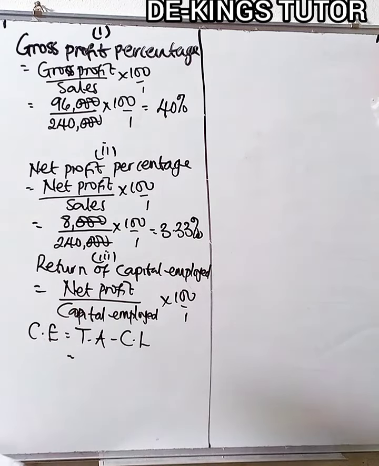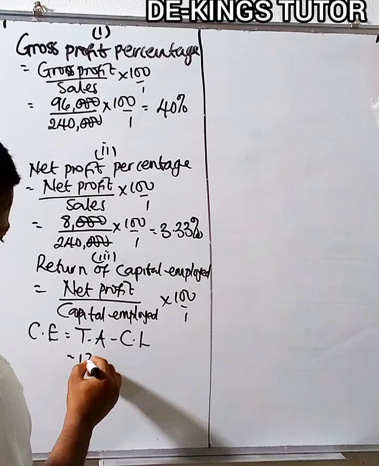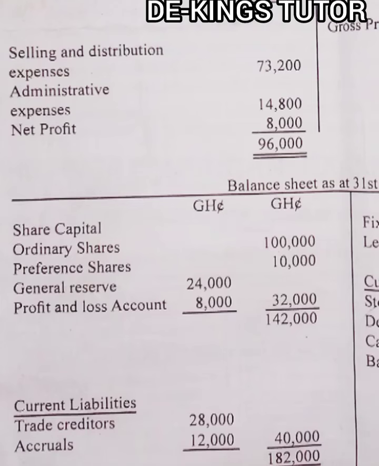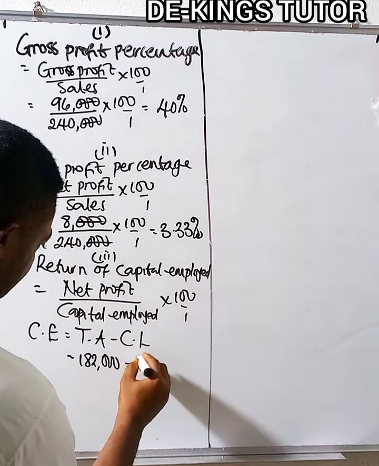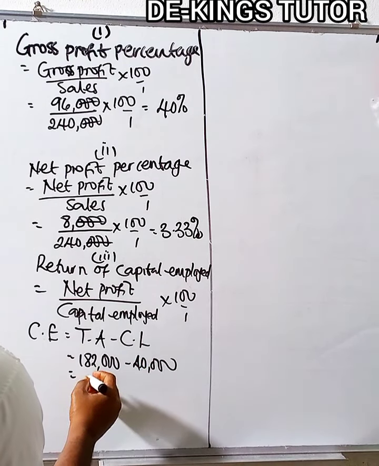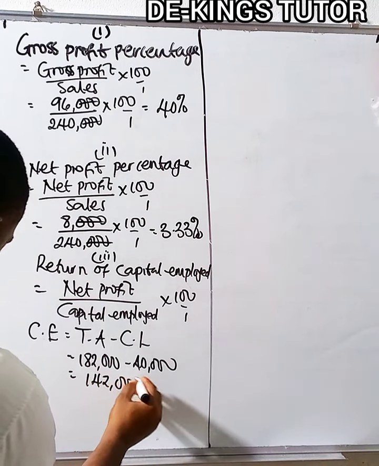Now let's see the total assets. From the question there, our total assets is the summation of the fixed and the current assets, which gave us 182,000 there. While our current liabilities is just 40,000, which is trade creditors and accruals. So 182,000 minus 40,000 will give us 142,000.